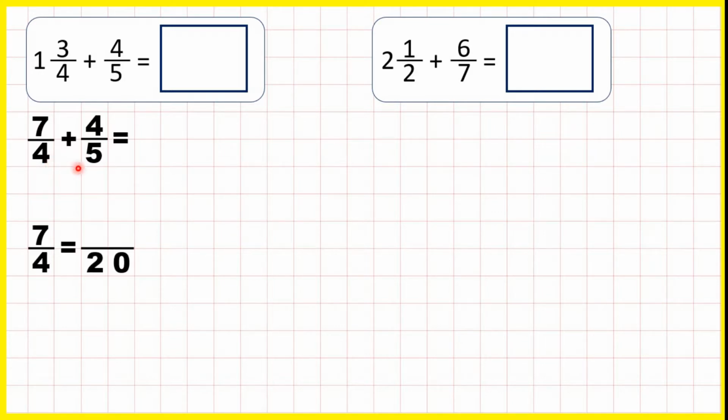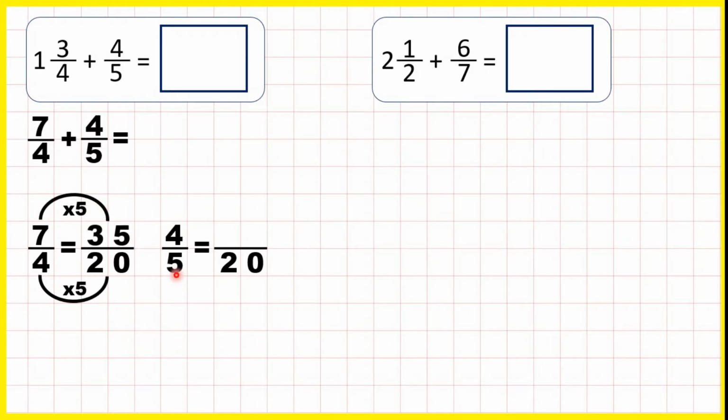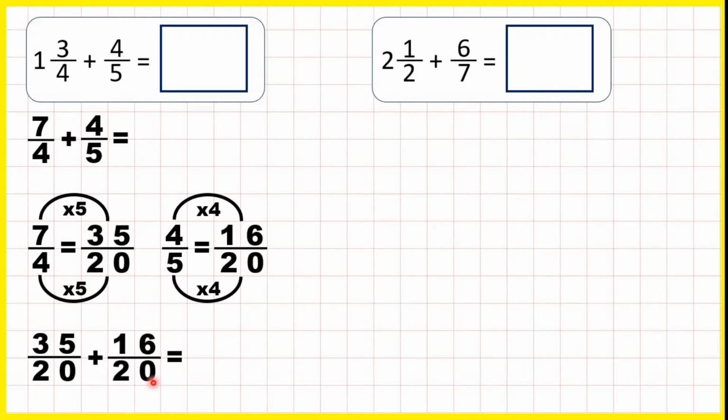20 is in both the 4 and the 5 times table, so we can find equivalent fractions to 7/4 and 4/5, which have a denominator of 20. 4 times 5 is 20, 7 times 5 is 35, 5 times 4 is 20, 4 times 4 is 16. So we can rewrite our question again. Instead of 1 and 3/4, or 7/4, we can write 35 over 20, and instead of adding 4/5, we can add 16 over 20.